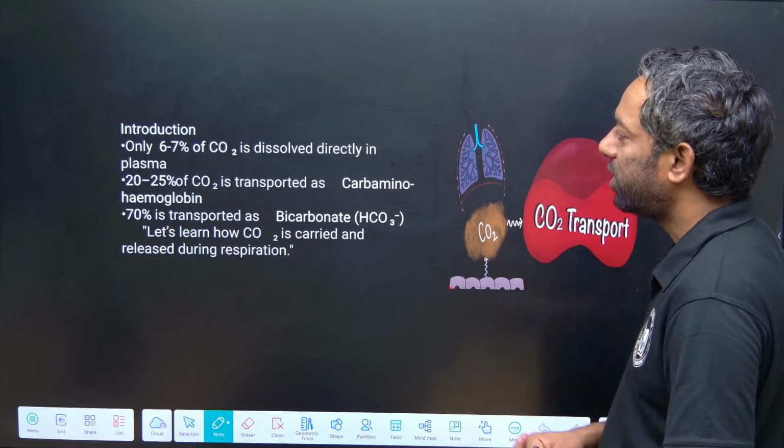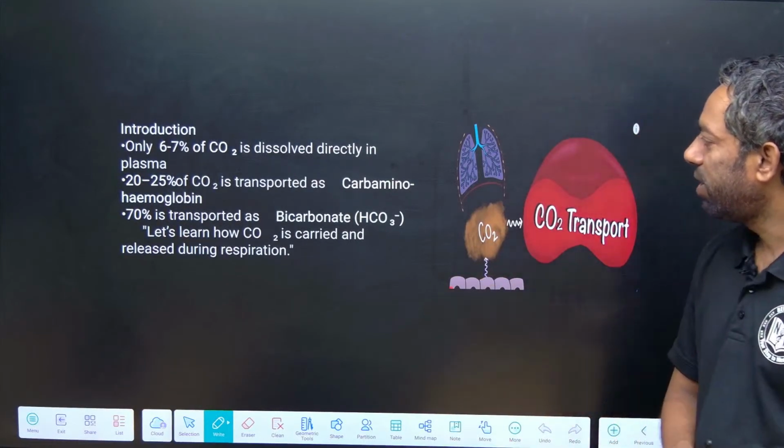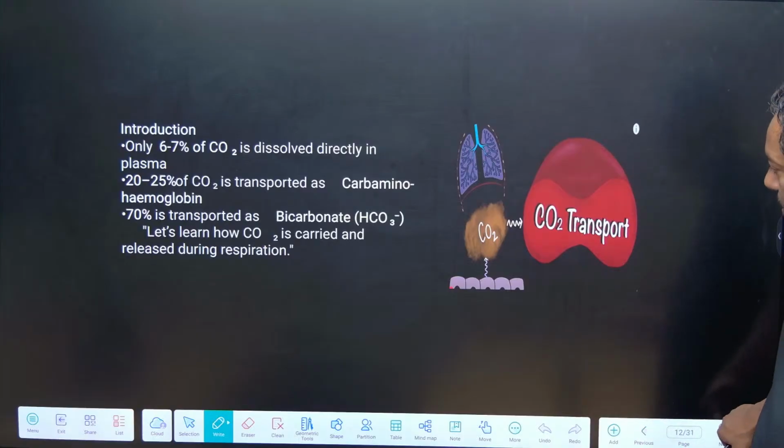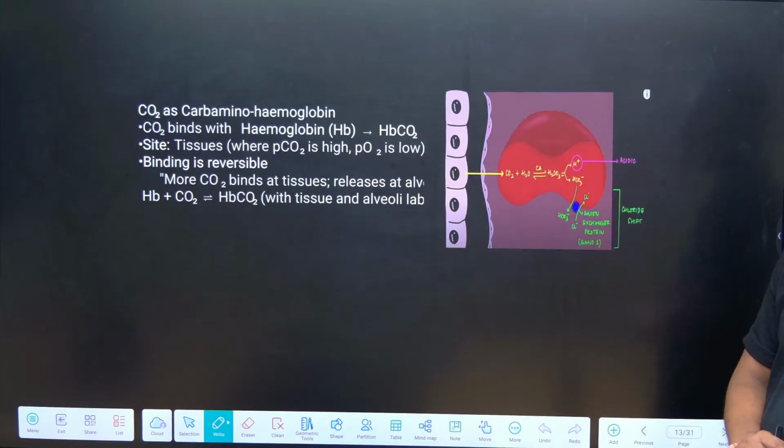Of course, 6 to 7% of carbon dioxide is dissolved directly in the plasma. 20 to 25% is transported as carbaminohemoglobin, that is carbon dioxide plus hemoglobin. 70% is transported as bicarbonate. And CO2 as carbaminohemoglobin means CO2 binds with hemoglobin.